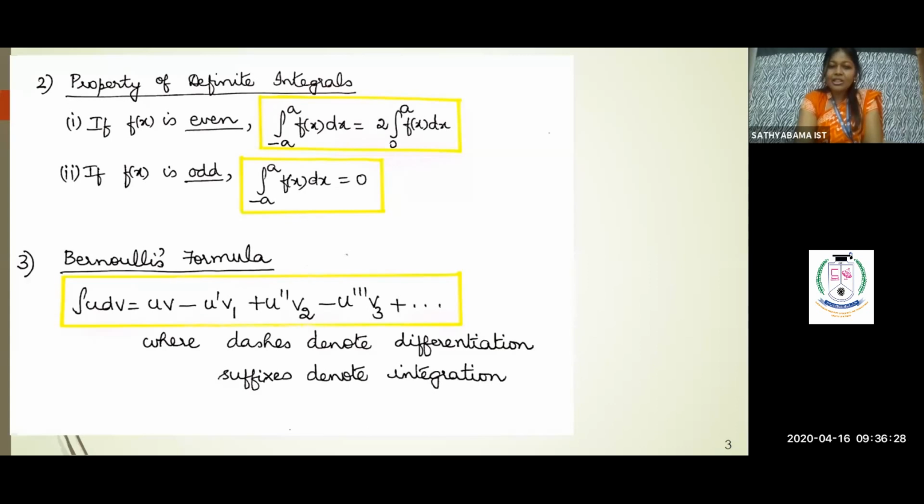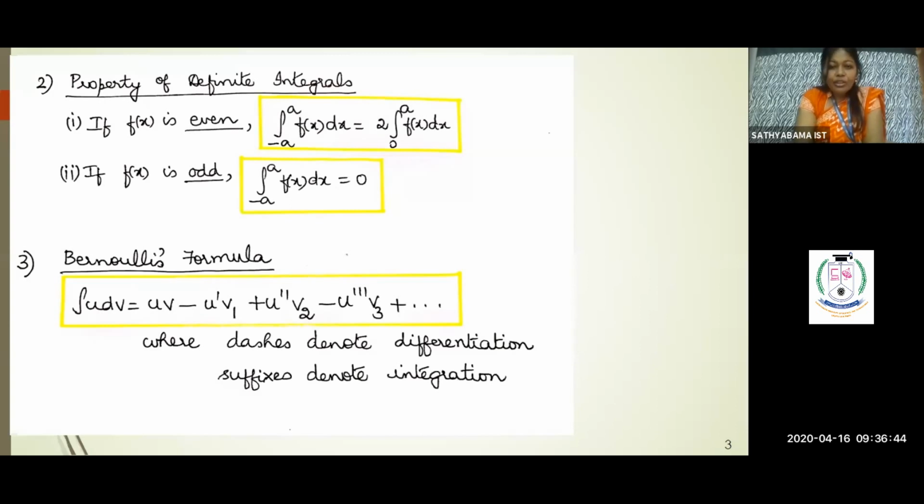So let's just say that quickly again. Integral minus a to plus a of an even function is twice integral 0 to a, and integral minus a to plus a of an odd function is always 0. Okay, please remember this. All right.